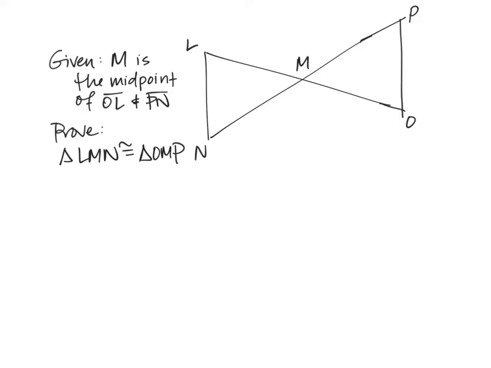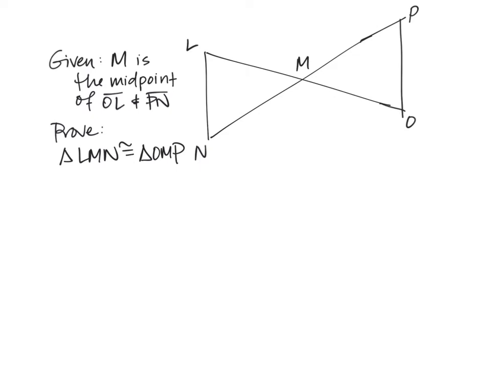In this example, we'll look at how to utilize being given a midpoint to prove triangles congruent. So if you see in this example, we are given that M is the midpoint of OL and PN, and that's all that we're given. But there's still enough information for us to prove the two triangles congruent.